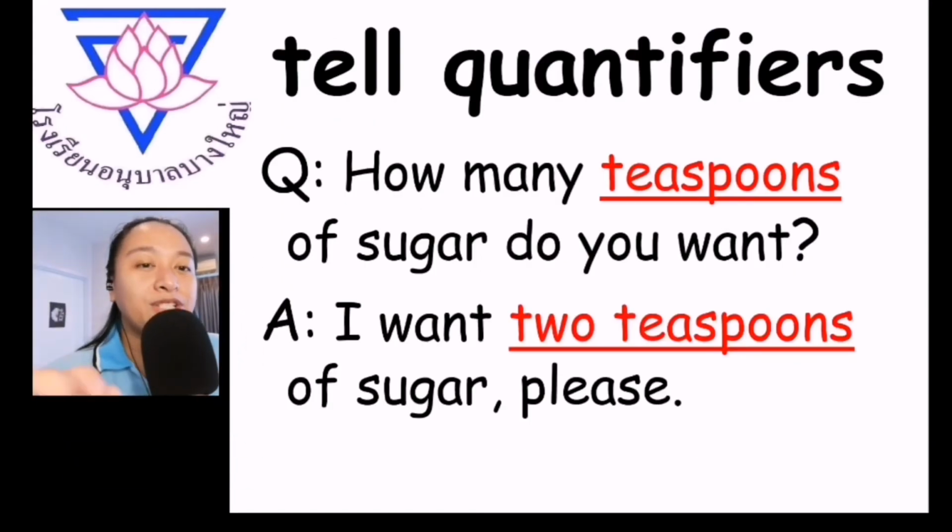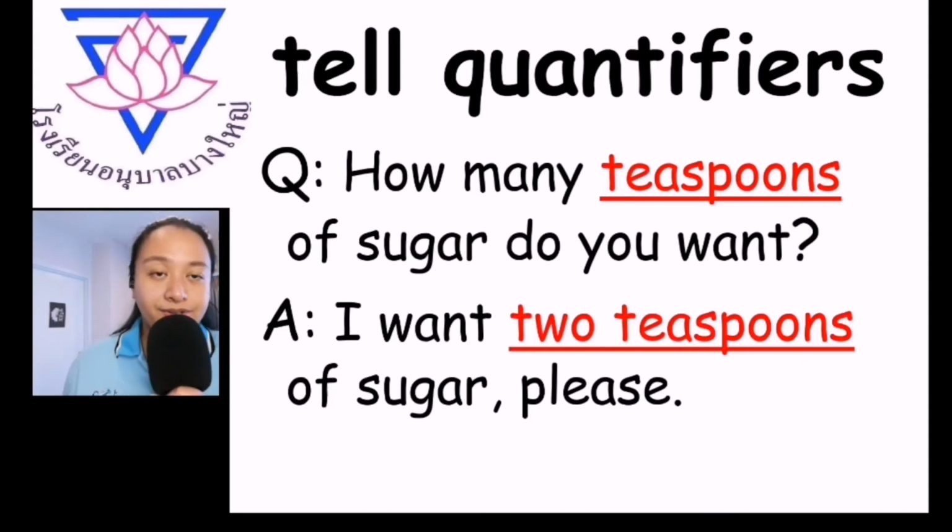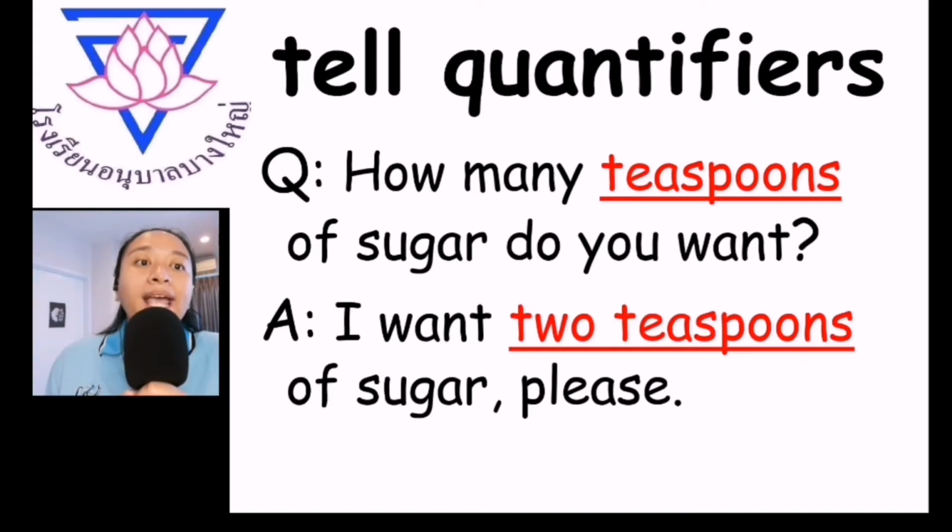Okay, so now let's proceed to the structure, the quantifiers. The question will be, how many teaspoons of sugar do you want? How many teaspoons of sugar do you want? Okay, so the answer will be, I want 2 teaspoons of sugar, please.